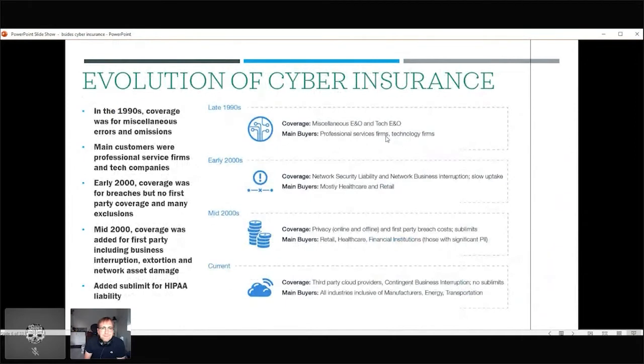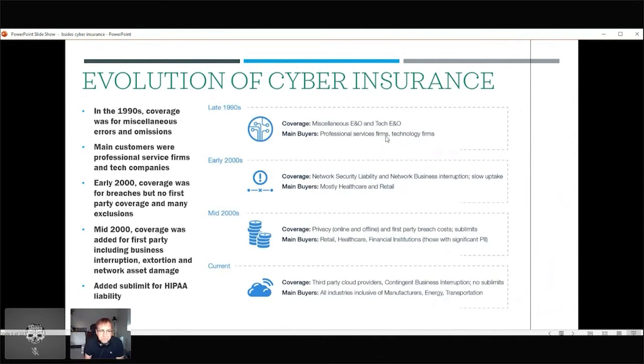In terms of maturity, most people think cyber insurance is new, but actually we can track it back to the 90s. Originally it was mostly to cover errors and omissions, so the main buyers were professional service firms and technology. In the early 2000s, the coverage was for breaches, but with no first party coverage and a lot of exclusions. It was kind of the inception of modern cyber insurance, and the main buyers were healthcare and retail. The uptake was kind of slow.